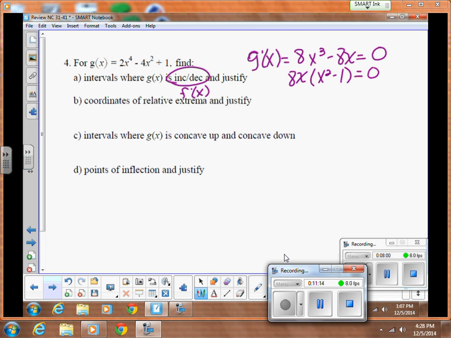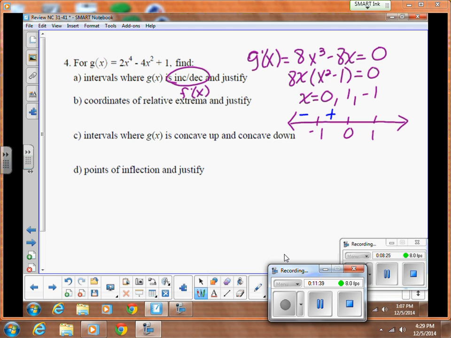Factor out what they share in common. So my critical numbers are 0 and positive or negative 1. Now this one doesn't have a closed interval, so all three values need to be considered. So I'm going to do my number line, and I'm going to test the points between the values of -1, 0, and 1.